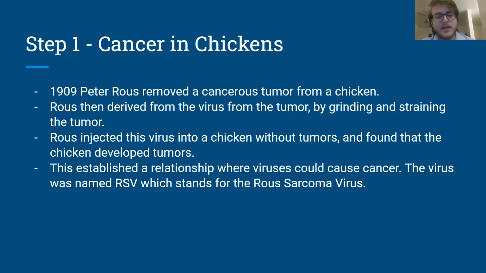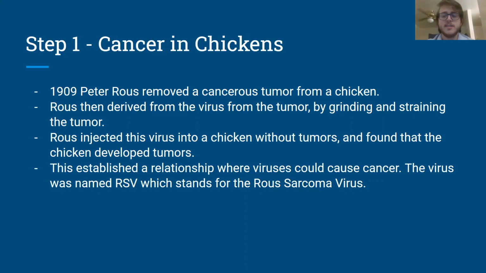So how did they start? It all started with chickens. In 1909, Peter Rous removed a cancerous tumor from a hen. That hen later died. The surgery was not a success, but from this tumor, he ground it up and he strained the tumor to extract just the virus. So he used a strainer that was small enough to extract just the virus from the tumor.